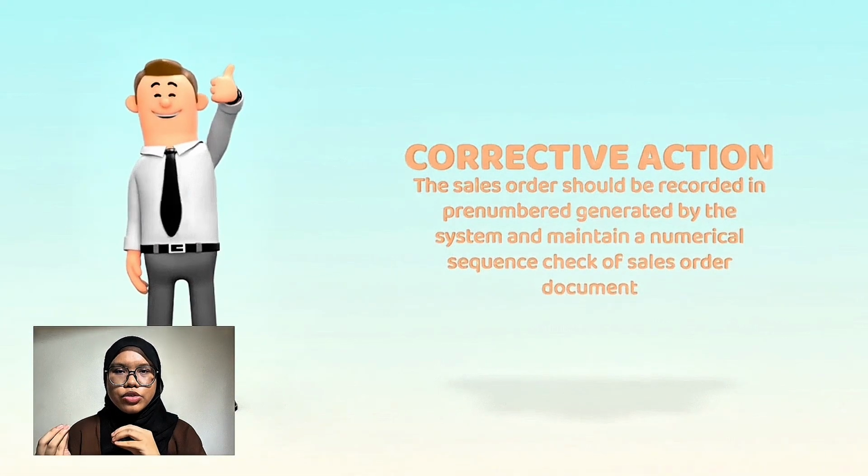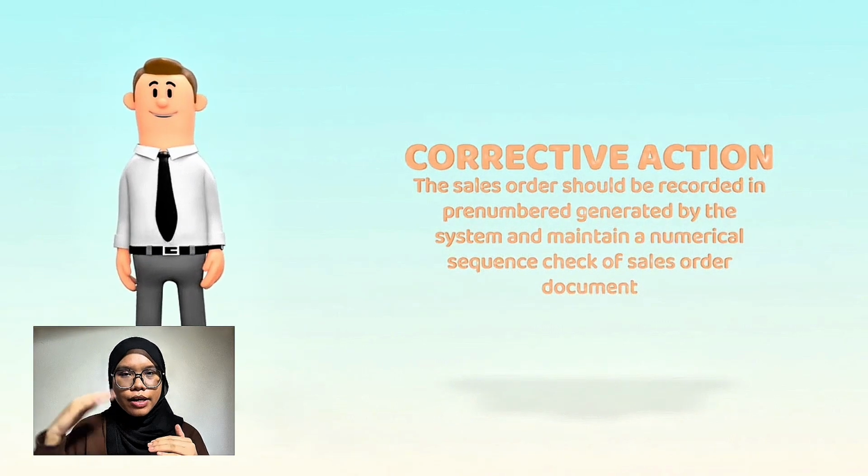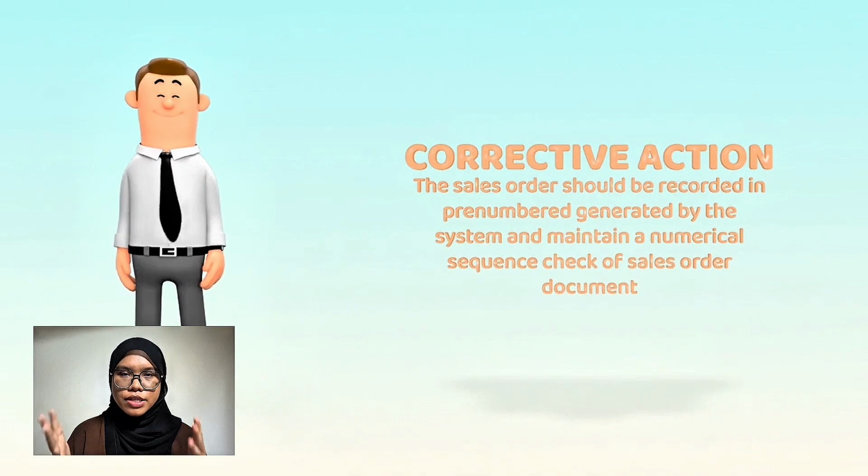So the sales order should be recorded in pre-numbered form that can be generated by the system, and the company should maintain a numerical sequence check of sales order documents.